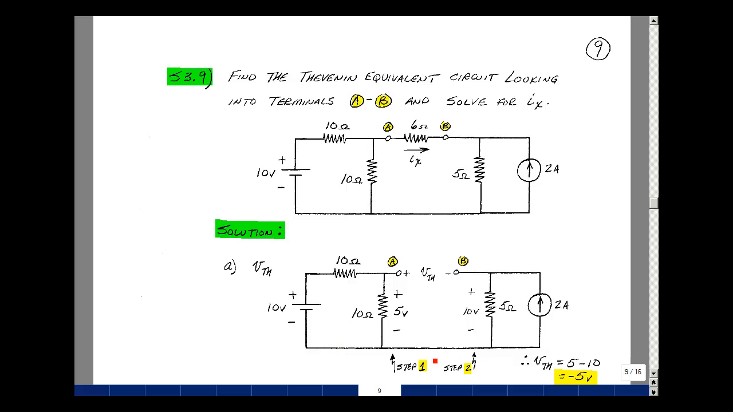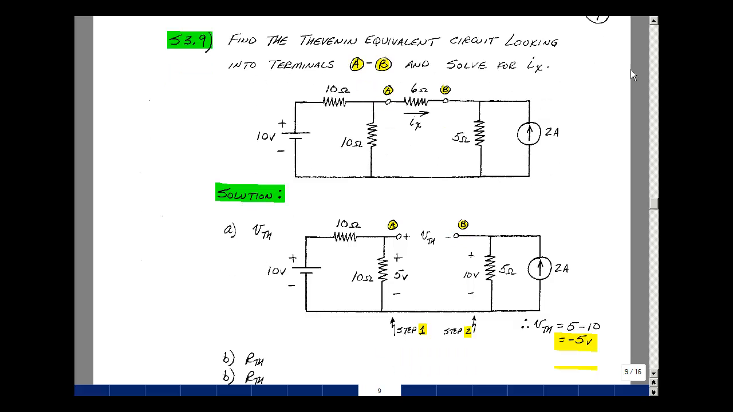Think of this as a common connection or ground. The voltage from here to the reference, and from here to the reference is known, so I could take their difference and get the value. 5 volts minus 10 volts is V Thevenin, which is minus 5 volts.